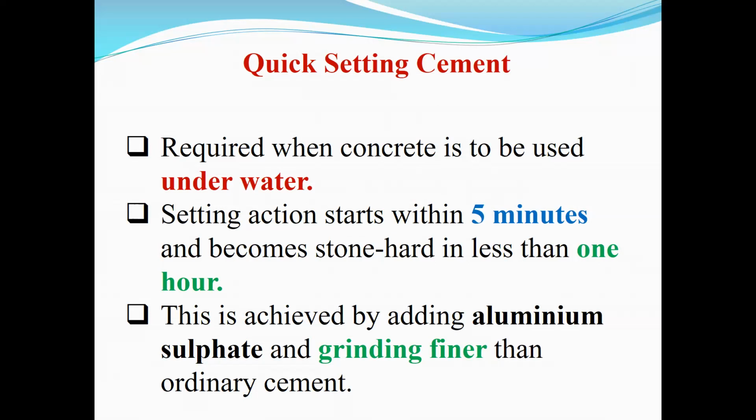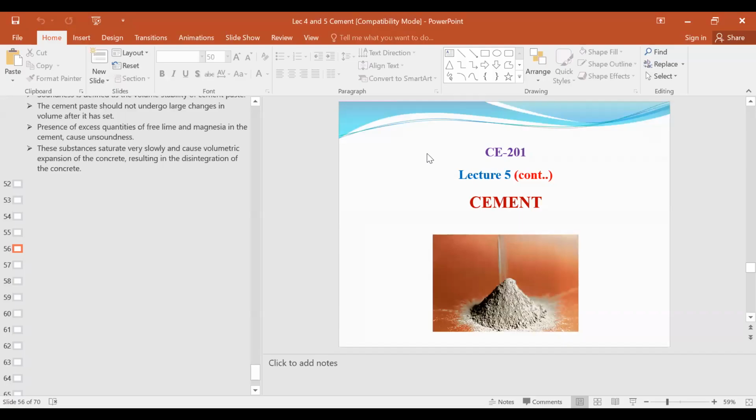This is achieved by adding aluminum sulfate and making the cement more fine, grinding finer. More fine means rapid chemical reactions. That means the quick setting, quick hardening, and all of those things you can achieve by using quick setting cement. So that's all about the last part of lecture 5.